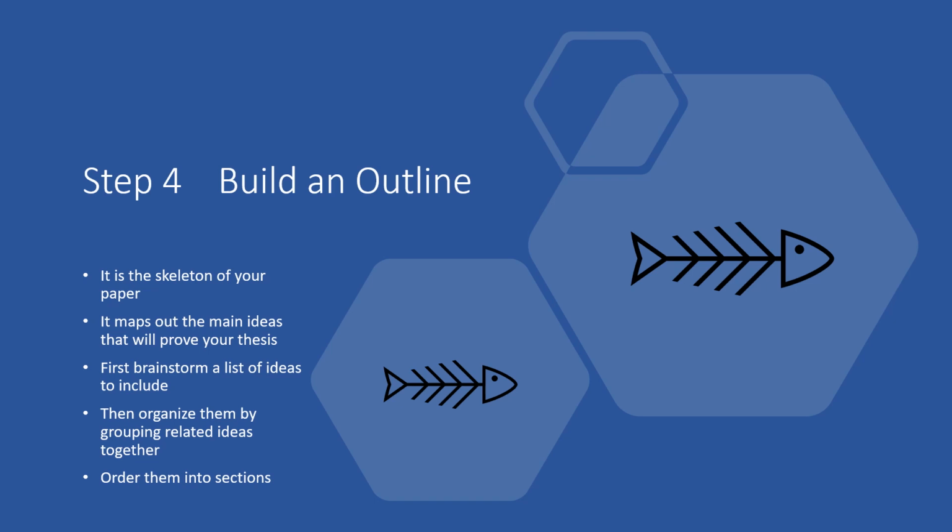Now you are ready for step 4, which is to build an outline. The outline is the skeleton of your paper. It should map out the main ideas that you will use to prove your thesis. Outlines also help you to organize your research into a logical form. A simple way to create an outline is to first brainstorm and list the ideas you want to include, then organize them by grouping the related ideas together, and finally order them into sections.